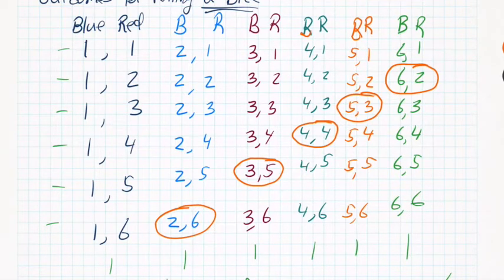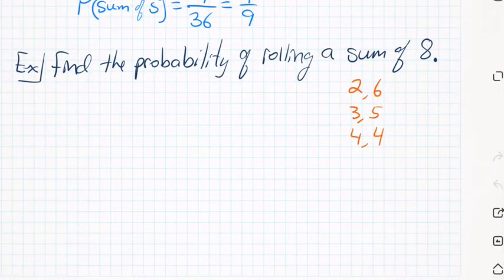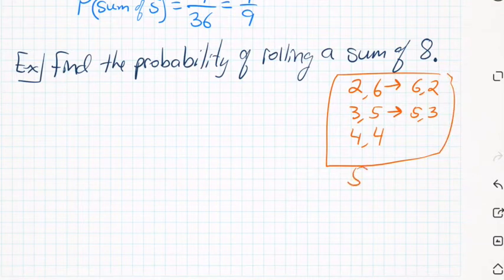When you roll a blue 4 and a red 4 and you flip it, it's still a blue 4 and a red 4. So this one does not repeat in our table, so there are only 5 events that we're interested in. The only numbers you can reverse are ones that are different, so 6 and 2 and 5 and 3. 4 and 4 is the same if we flip it, so we're not going to count it twice. So this one has 5 events.